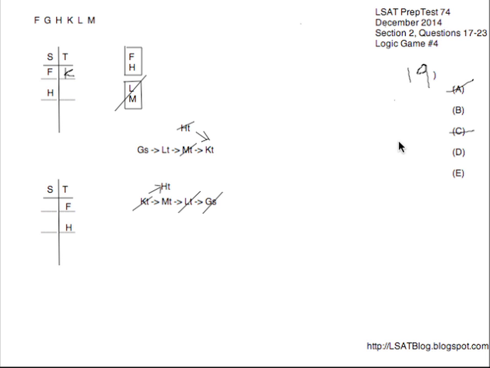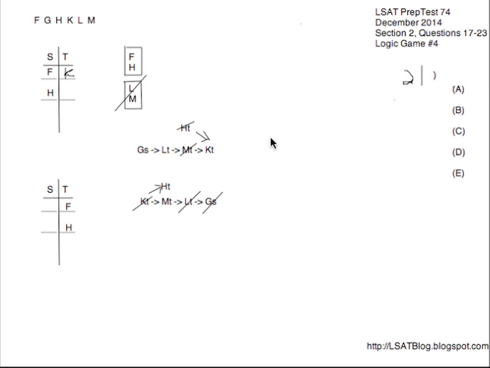Next, looking at D, H and L, doesn't work. F and H always have to be together, so D's out. Looking at E, K, M, well, if M is on S, that means it's not on T, and if M is not on T, then K has to be on T. So E's out as well, leaving B by elimination for number 19.